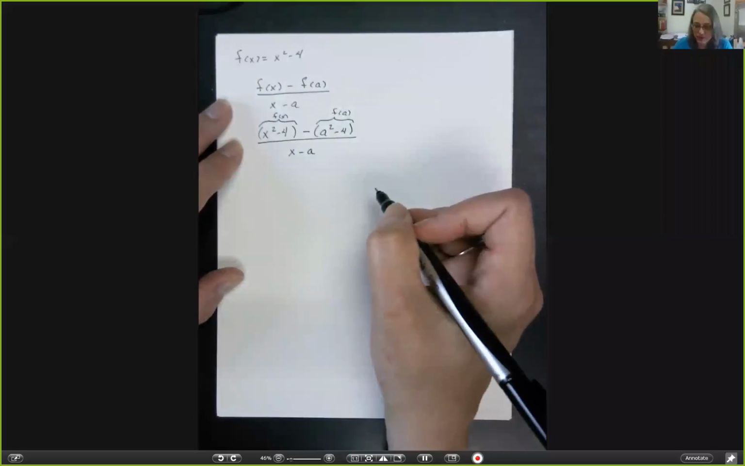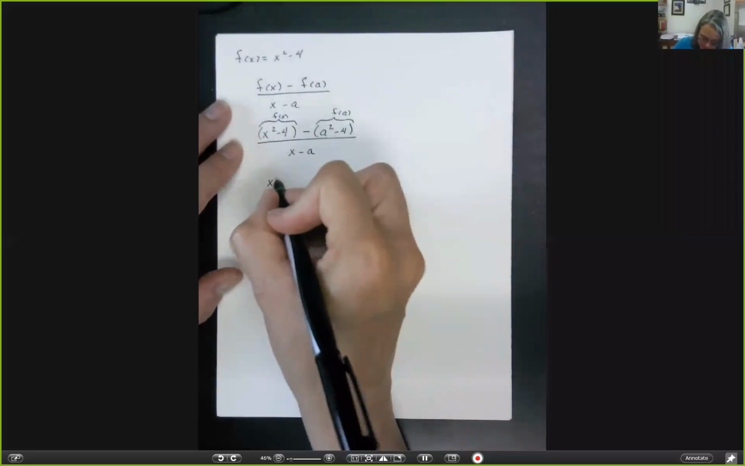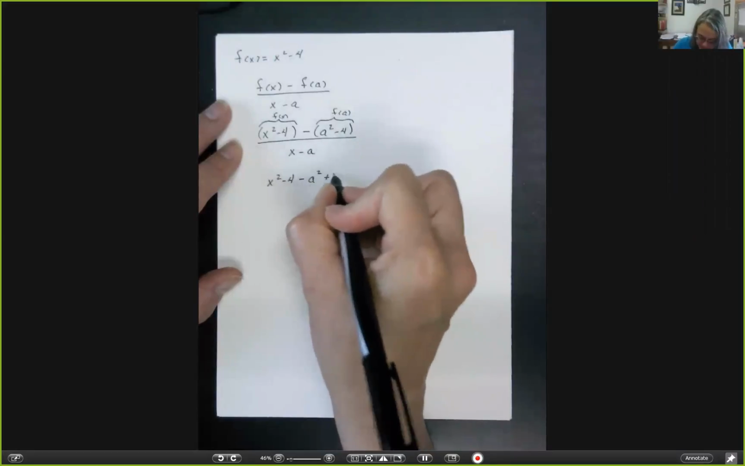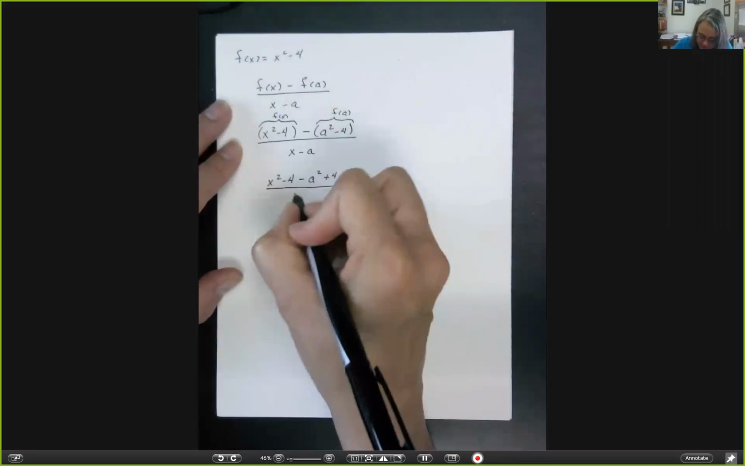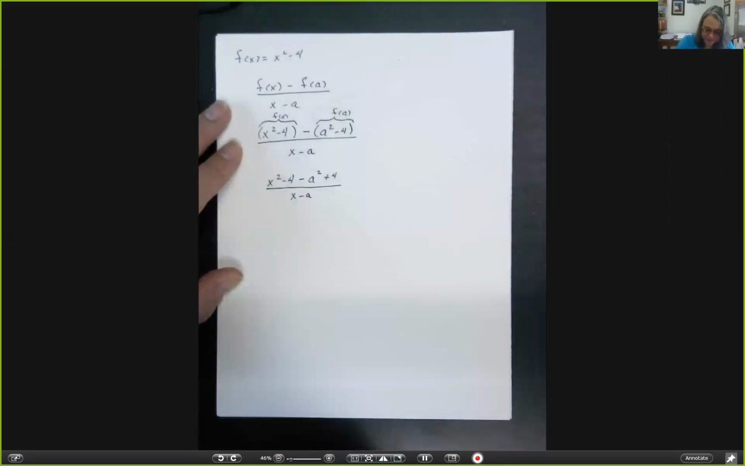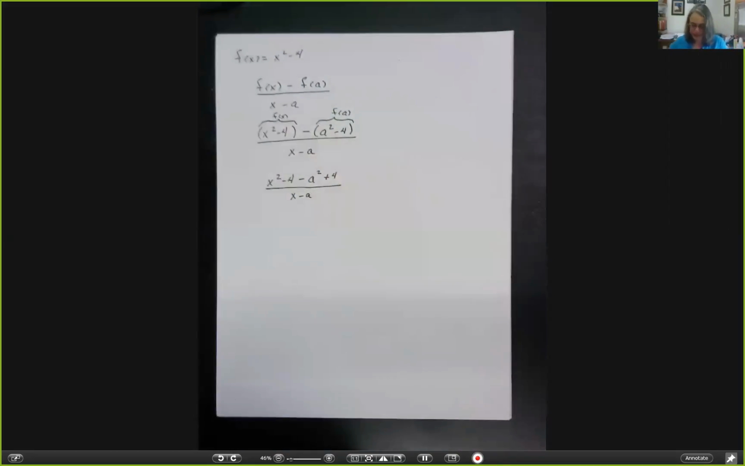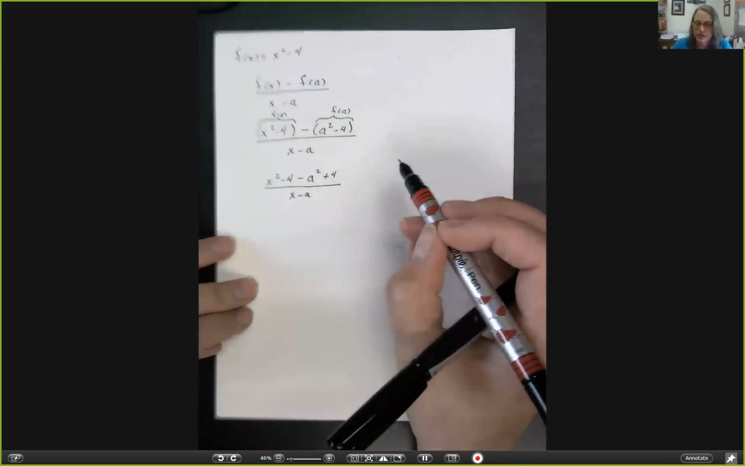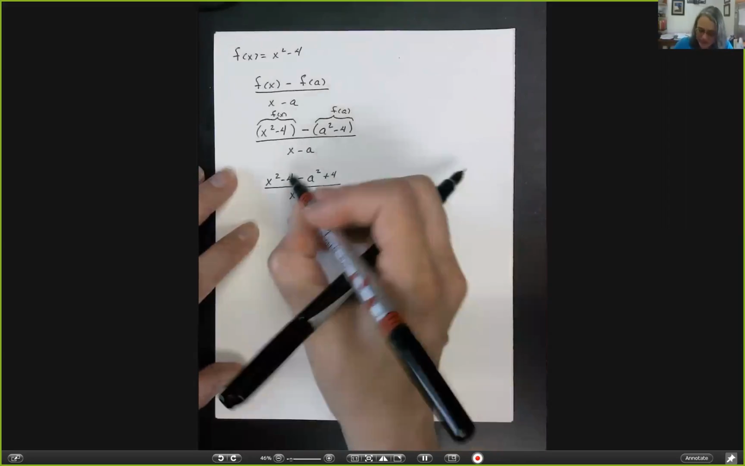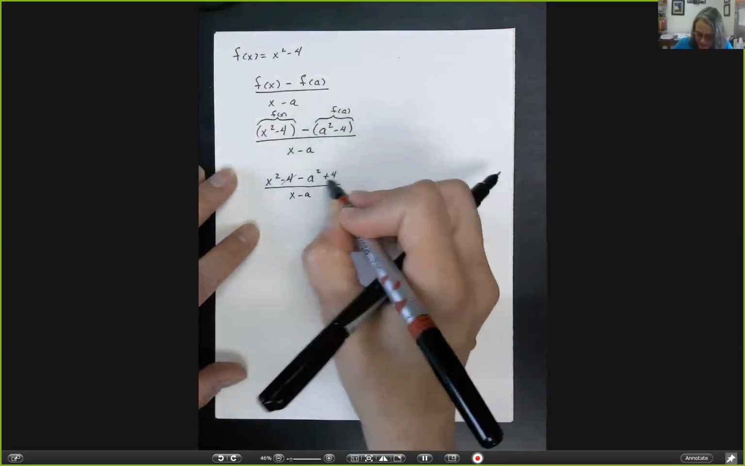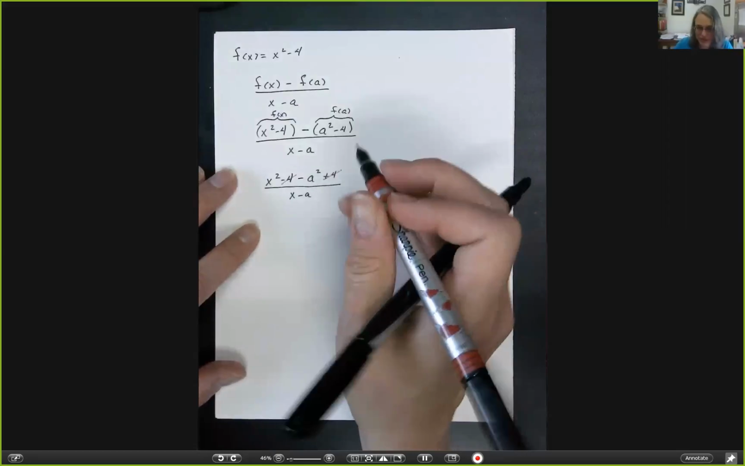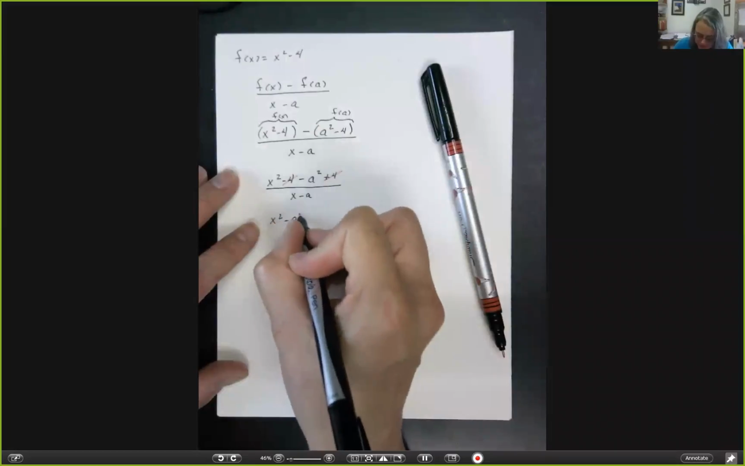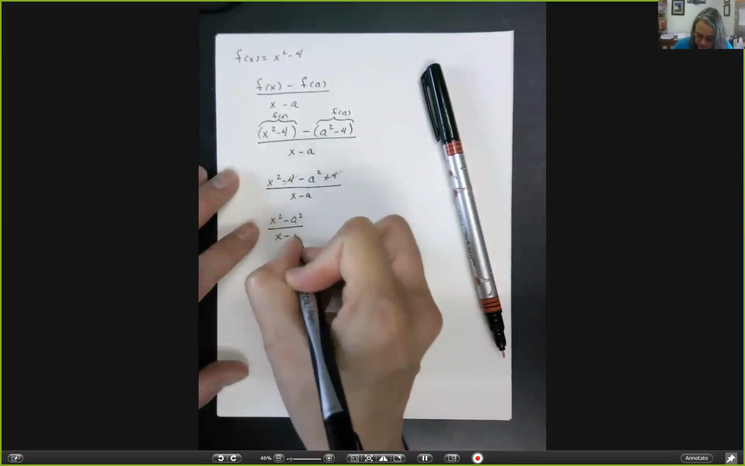Okay, now we're going to simplify. On the top, I've got x squared minus 4 minus a squared plus 4, all over x minus a. I just eliminated my parentheses and distributed my negative sign through. So now I know that negative 4 plus 4 is 0, so I can cancel that. And I'm left with x squared minus a squared over x minus a.